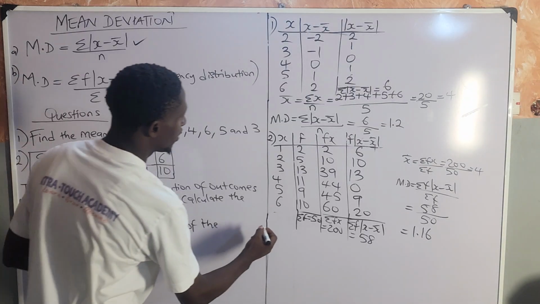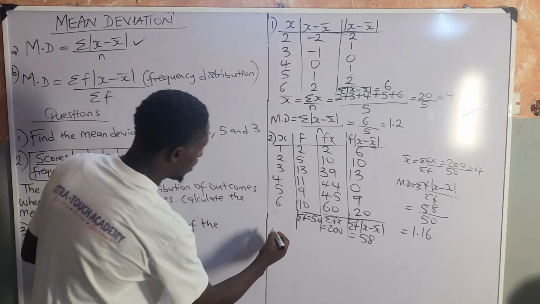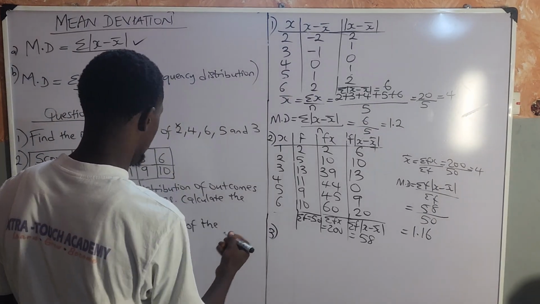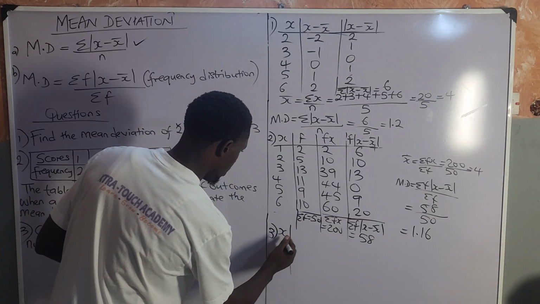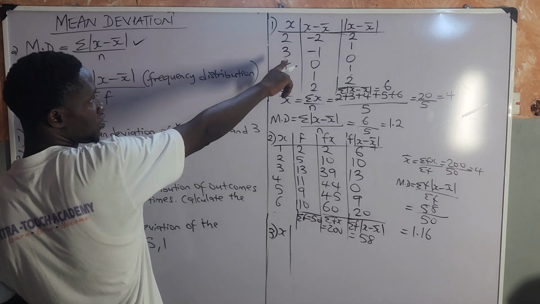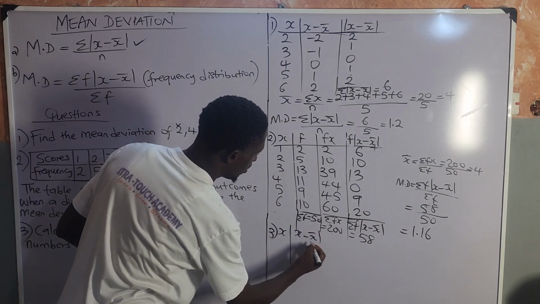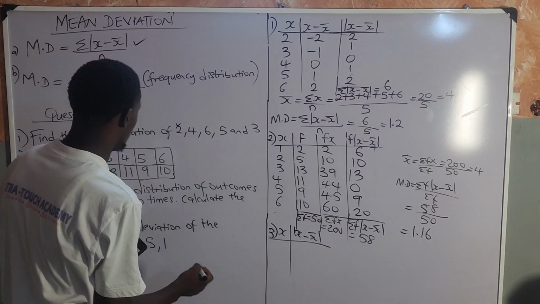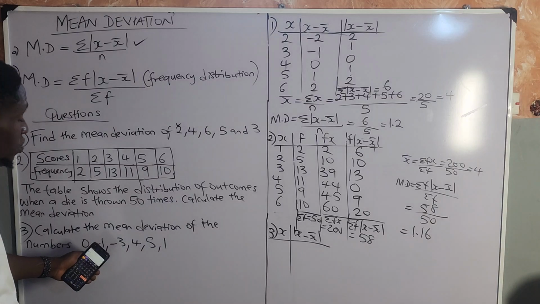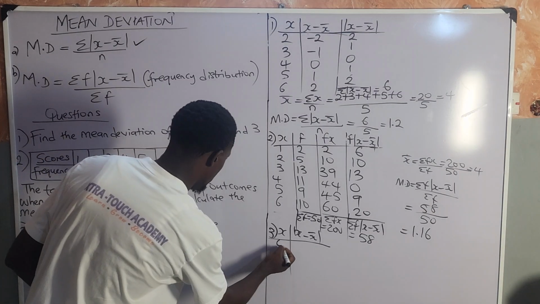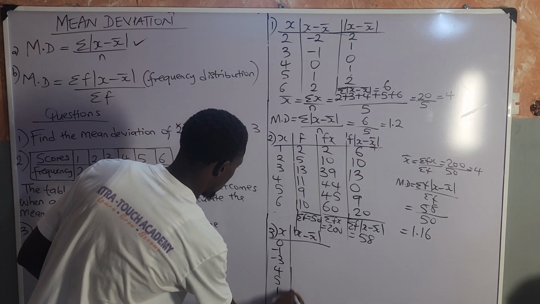Then we have number 3 there. We have to calculate the mean deviation of the numbers. So we have number 3 here. We have x. Then remember how we used this to solve this. So let's create a table for x minus x bar, and let's just put the absolute value immediately. Remember I told you to always arrange if you want to arrange, but you can still solve it like that if you want. So we have 0, minus 1, minus 3, 4, 5, and 1.